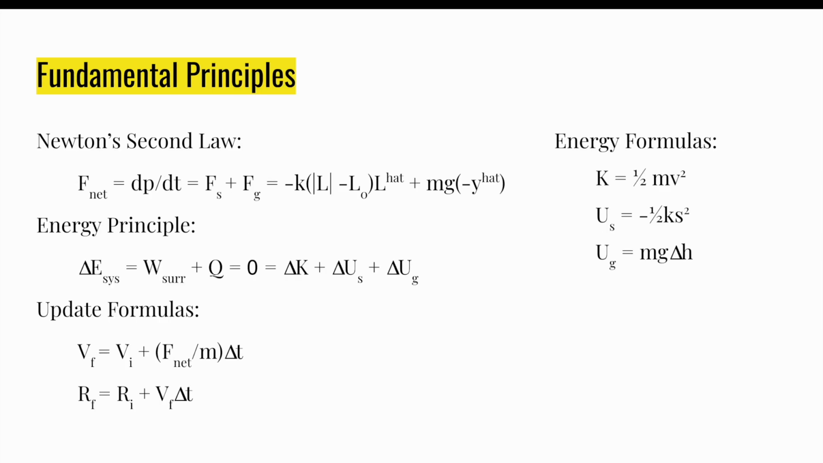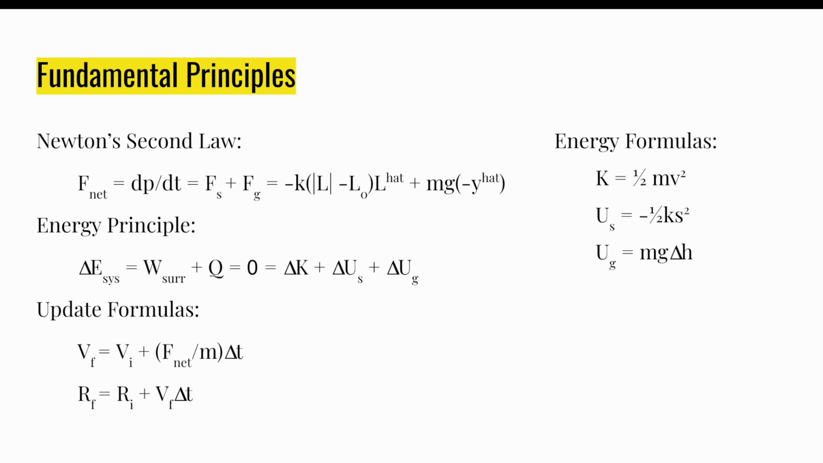The fundamental principles we used in this experiment were Newton's second law, or the equation shown, and the energy principle, which is that the energy of the system is equal to the work done by the surroundings plus the heat, which is equal to 0. So for this, the total energy of the system is just the change in kinetic energy plus the change in the potential energy of the spring plus the change in potential energy of gravity.